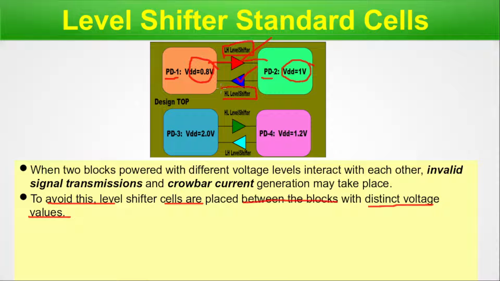And here is the HL level shifter. That means high to low. High to low means VDD high to the VDD low. So this way the level shifters can be placed in between the communication path of the two power domains. So power domain 1, power domain 2.